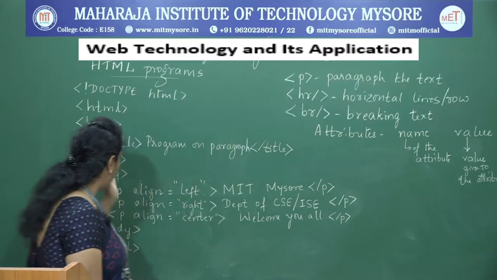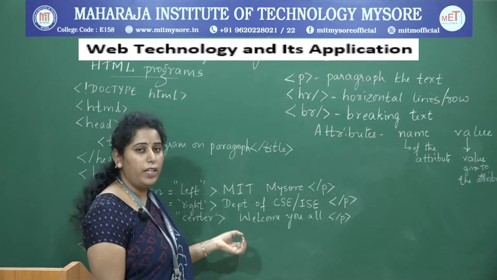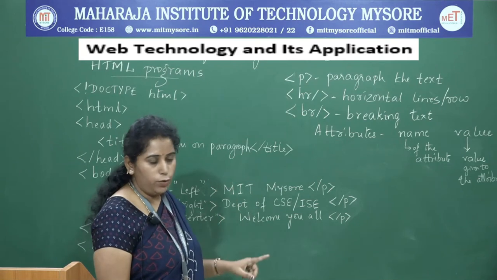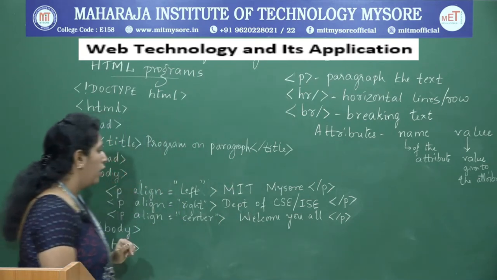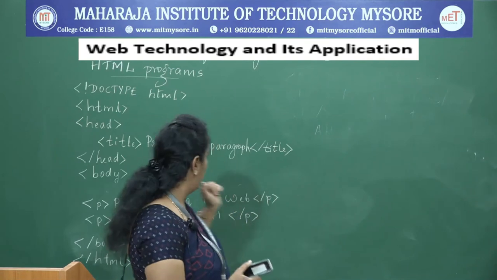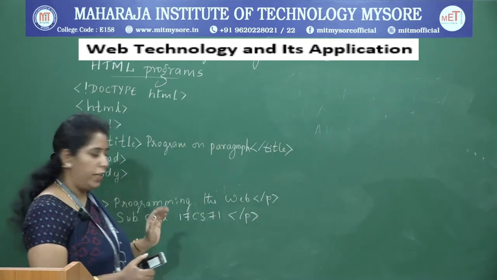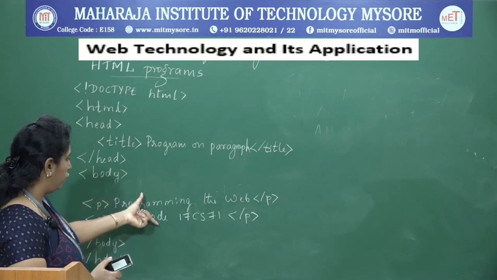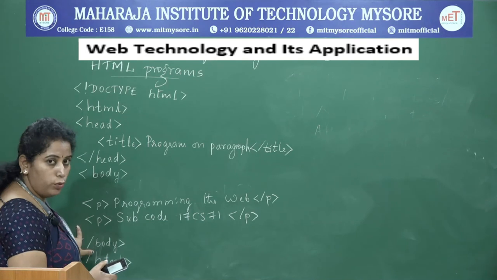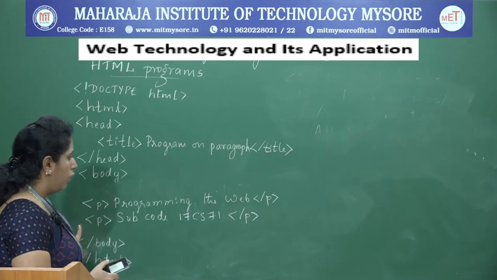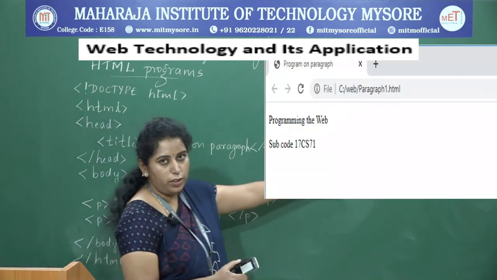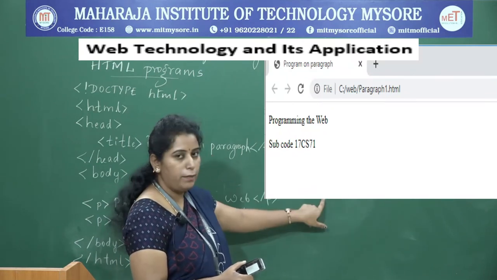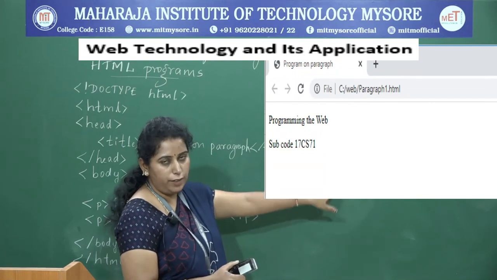Okay. So this is about how to make use of attributes, where an attribute consists of two components, name and value. Okay. So next, we will move on to one more example using the p tag. You can notice I have given two texts with two p tags. Once you run this program, you can look into the output. The first line prints programming the web, the second line prints subject code is 17CS71.